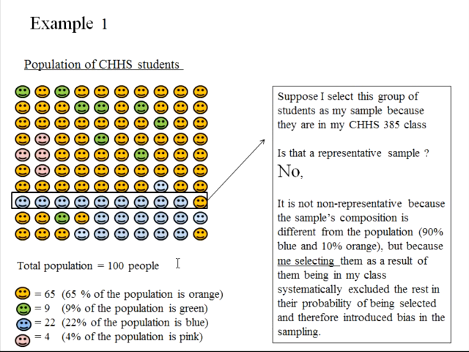Right. Suppose though I have a population of CHHS students, and suppose we're 6 years ago, when the major was about 100 students in total. It's about 250 now, but there was a time when we had 100. And suppose that the population is, well, these 100 smiley faces, they're all happy. And there are 4 types of students: the orange students, the green, the blue, or the pink.